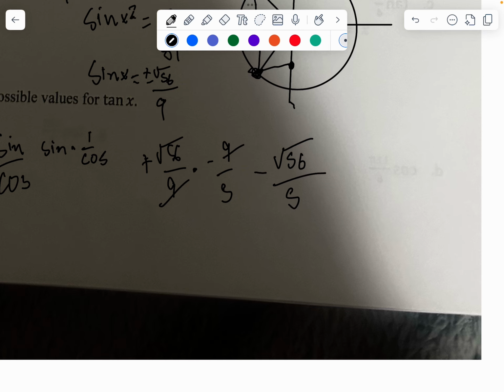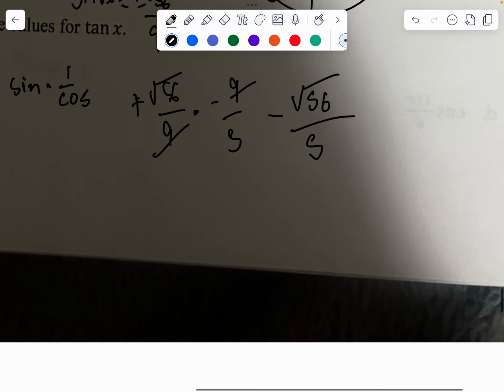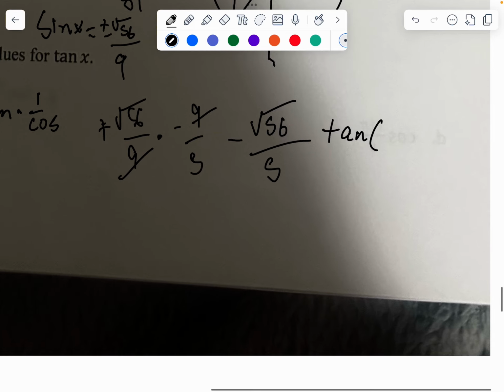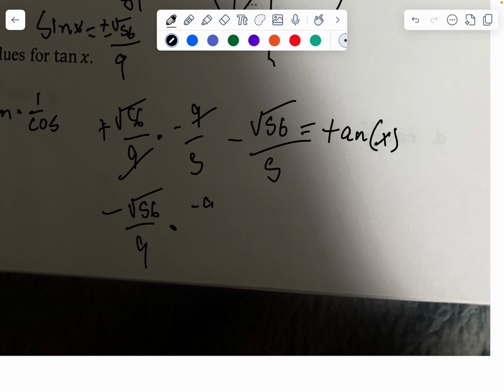So our tangent of x, one of our answers is this negative. The other one is negative square root of 56 over 9 times negative 9 over 5. The 9s cancel out, the minuses cancel out. So our other tan x equals square root of 56 over 5.